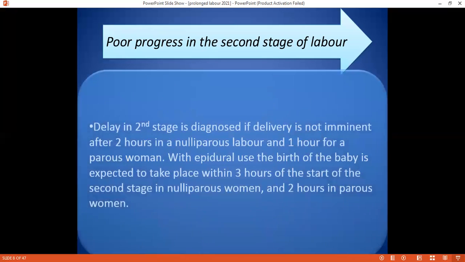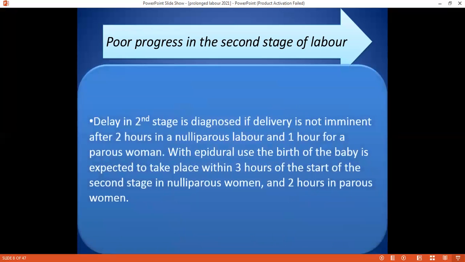Poor progress in the second stage of labor. Here it is diagnosed if the delivery is not imminent. The head will not be delivered after 2 hours in a nulliparous woman and 1 hour for a parous woman. With epidural use, the birth of the baby is expected to take place within 3 hours in nulliparous and 2 hours in parous women. Keep in mind that epidural use will cause a prolongation of all the stages of labor.